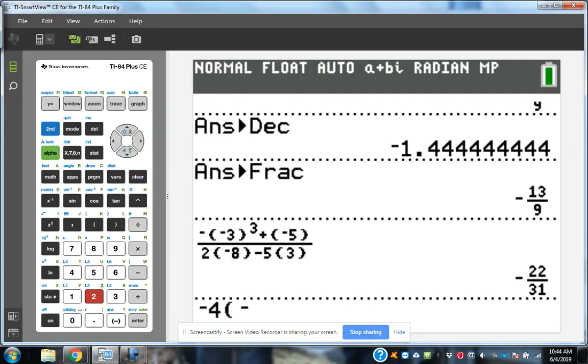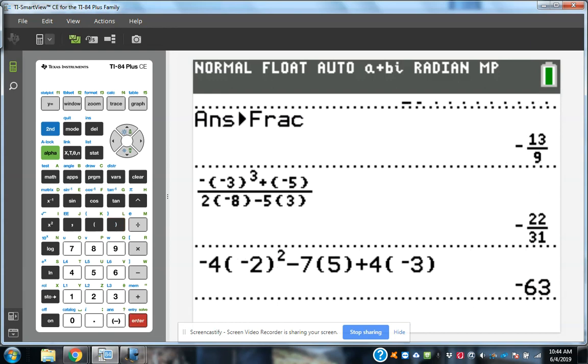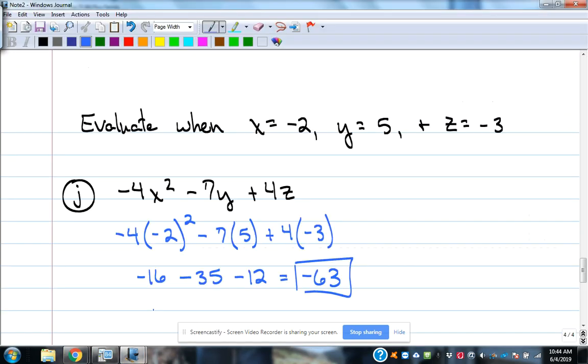-4 parentheses -2 squared minus 7 parentheses 5 plus 4 parentheses negative 3. And again, make sure when you're doing a negative number, you use the negative sign that's down by the decimal and enter there. And hit enter. It's negative 63, which is what I got. So that's the easiest way, I think, to use your calculator to do that type of problem.